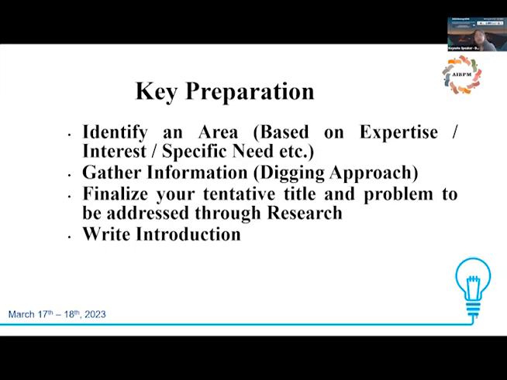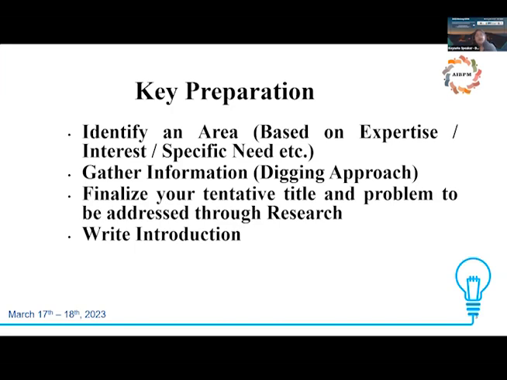And the problem to be addressed through research, that also you need to finalize at this stage, which again is based on the research gap you have identified. Once you have done this, you need to finally write your introduction. Now, what is basically an introduction? Introduction is when I'm opening the topic. There I'm telling people what has happened, what is happening, and what I'm intending to do. So there you will be opening your problem statement. This is the background which establishes a foundation for you to write your research paper.